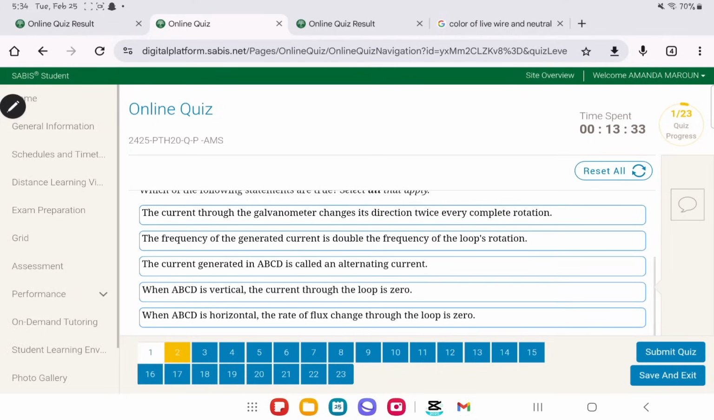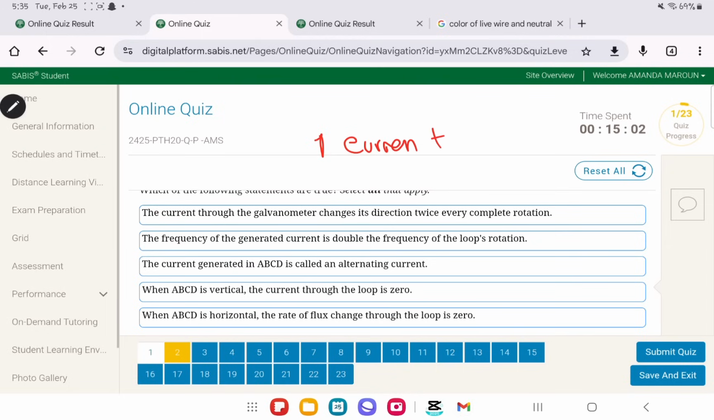So let us read the options. The current through the galvanometer changes its direction twice every complete rotation. Okay, so the current through the galvanometer changes its direction twice every complete rotation. We said that the current will change its direction every half rotation. So we'll make it an equation. It will be a little bit of math.